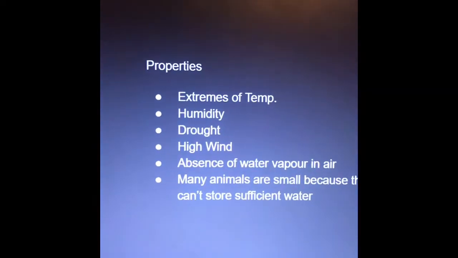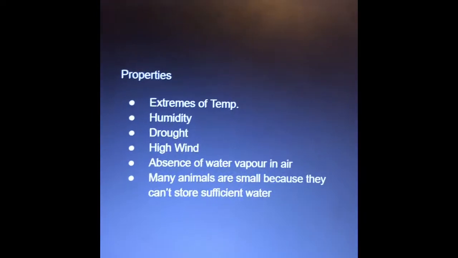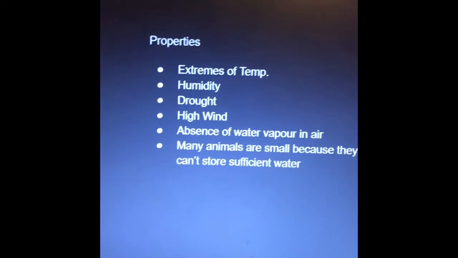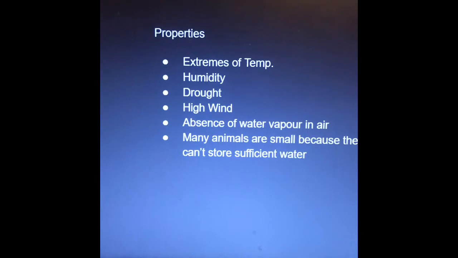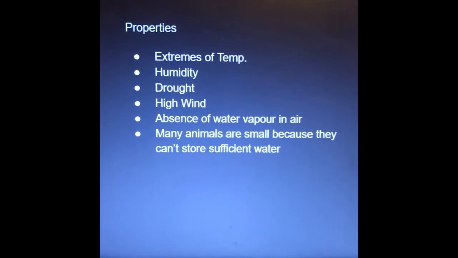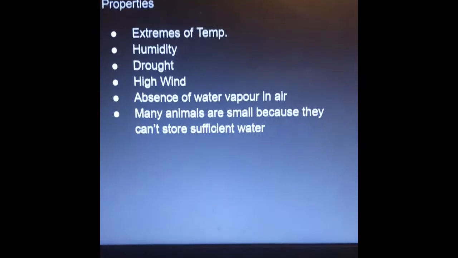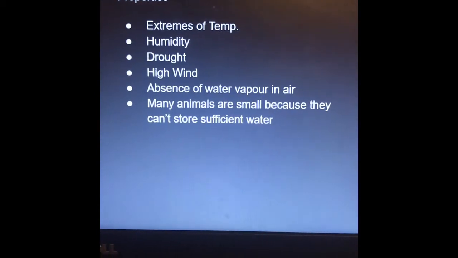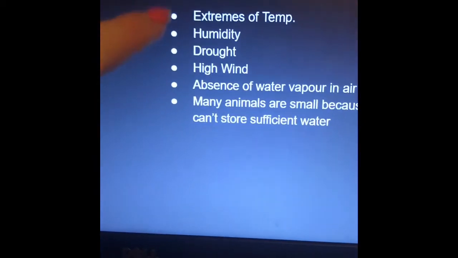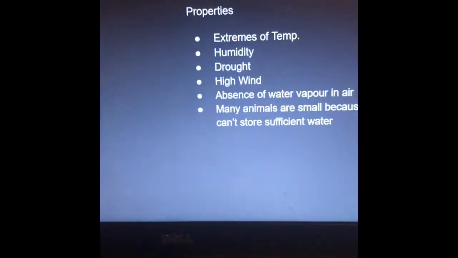And properties of the desert are extremes of temperature, so it can get really, really cold at night and really, really hot in the day. It's very humid, so there's a lot of moisture in the air. Doesn't rain a lot. It's very windy, which is what makes the sand dunes. And many animals are small because they can't store sufficient water. And I'm just going to scratch out humidity because this one is correct. Sorry about that.